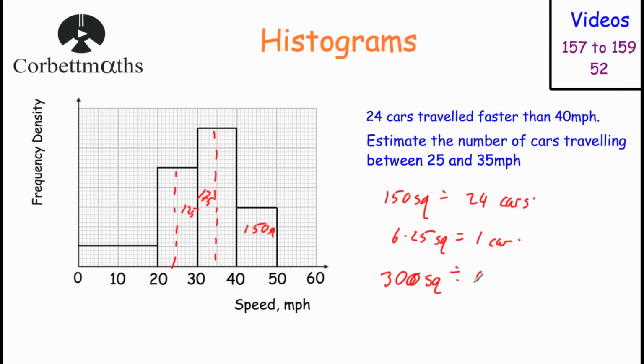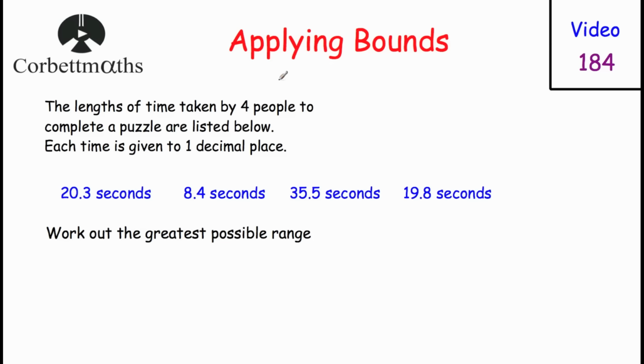And if we divide that by 6.25, we can see how many cars it would be. So 300 divided by 6.25 is also equal to 48 cars. And that's it. Okay, let's have a look at our last topic.